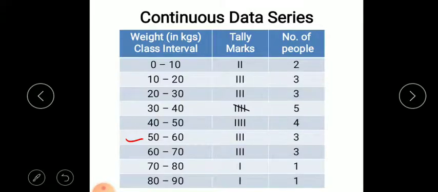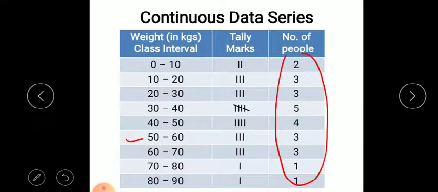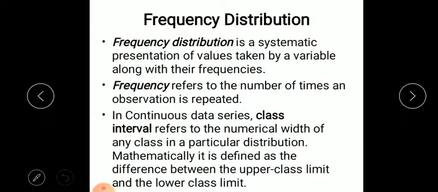So this is how you find out the continuous distribution table and the number of people. Here you have to see, this means 2, so write it in digits. This means 5, write it in digits, and this means 3, write it in digits. So this is a continuous data series.